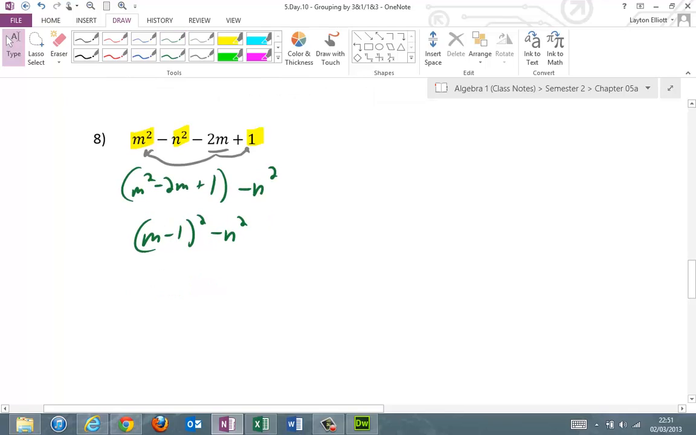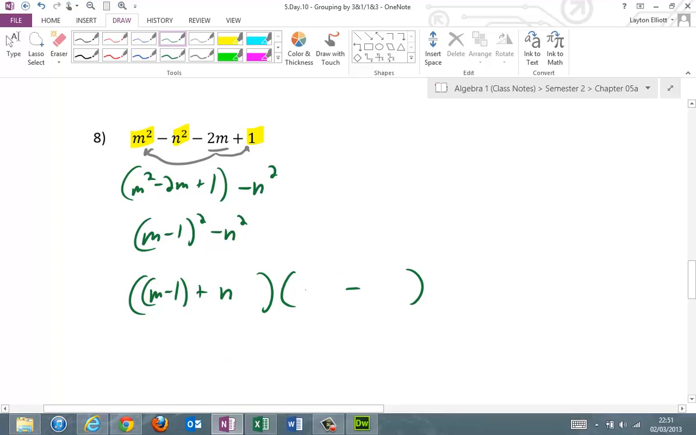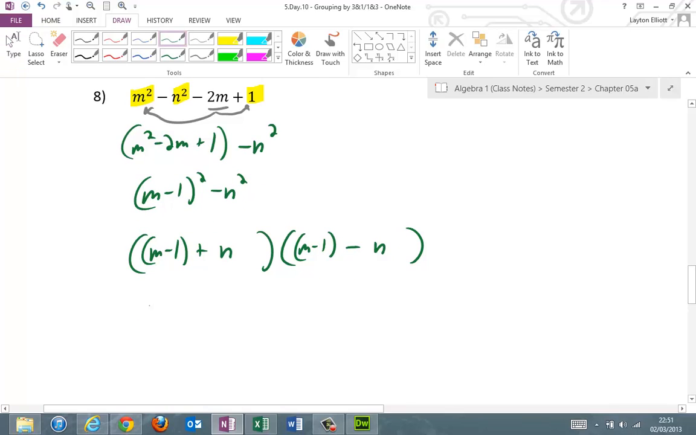Now we're going to split it up into two binomials, so parentheses, the plus and a minus, and I have m minus 1, parentheses, plus n, and m minus 1, parentheses, minus n. So then I have m minus 1 plus n, and m minus 1 minus n.